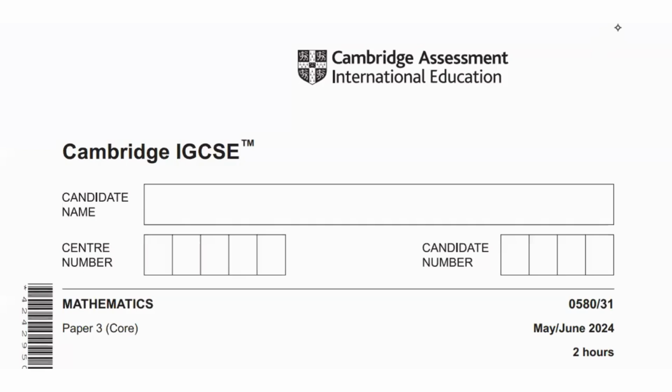Hey guys, if you're someone who has been looking for the marking scheme for the May-June 2024 paper code 0580, paper 3-1, then you're in the right place because we're going to solve this paper today. And while we're solving, I'm going to share some tips and tricks which will help you save time. So let's go.